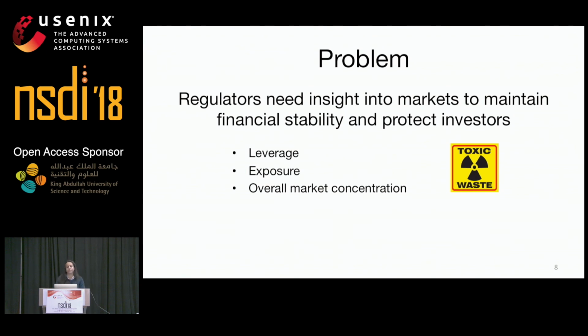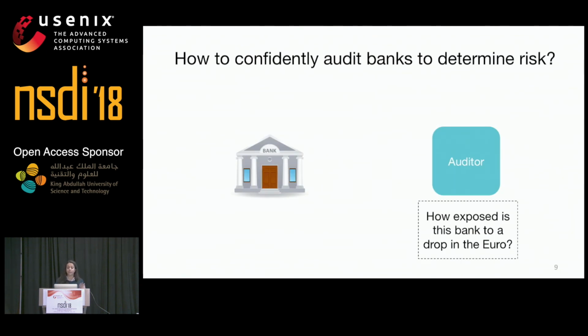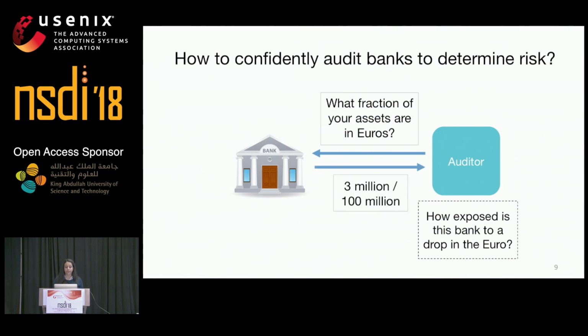So the question is, how can we confidently audit banks to determine risk? For an example, an auditor might want to know how exposed a bank is to a drop in the exchange rate of the euro. They can ask the bank what fraction of your assets are in euros and get an answer back, but the auditor doesn't really have any confidence that the bank is answering correctly or that it's not leaving out certain assets that it might have on its balance sheet.